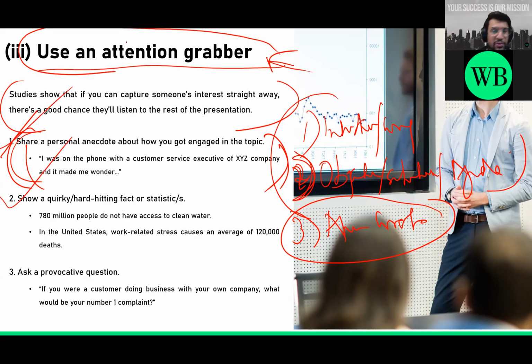Now, the other thing which is amazing is you can show a quirky, hard hitting fact or statistic on the issue that you're talking about, right? So 780 million people do not have access to clean water. So if you're talking about the subject of clean water, if you start your presentation by showing this kind of hard hitting fact, right? Or in the United States, work related stress causes an average of 120,000 deaths every year, right? Now, I would give an example of how you can use hard hitting facts while introducing your subject. This is how you could do it, right?